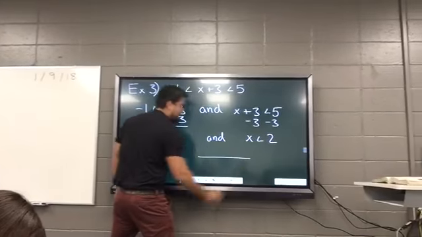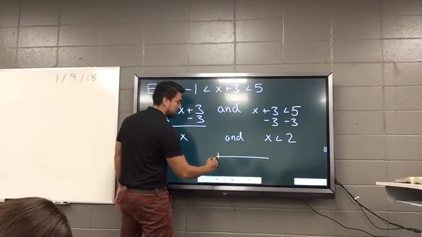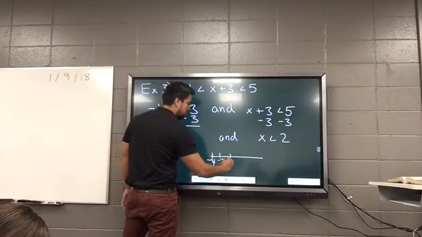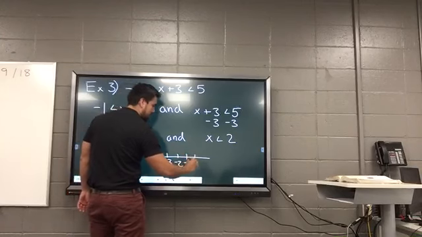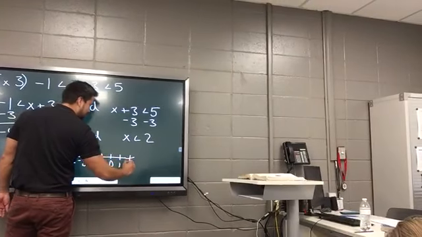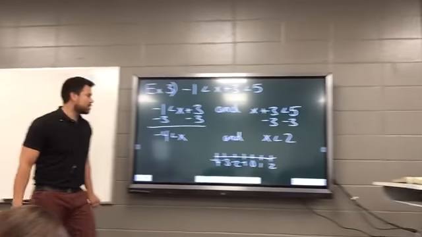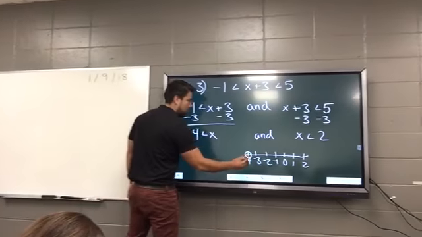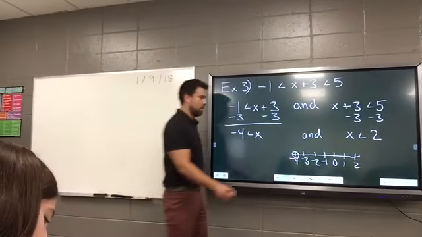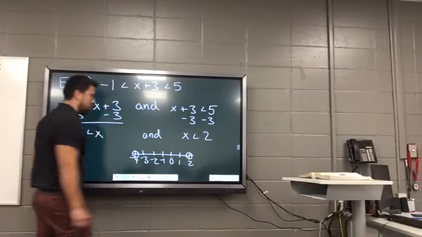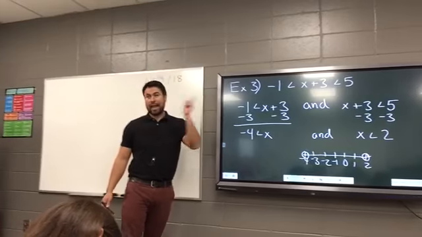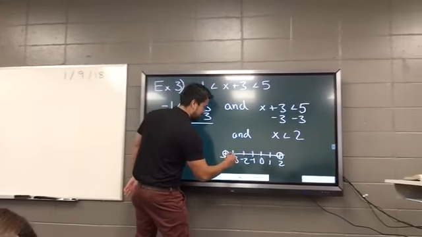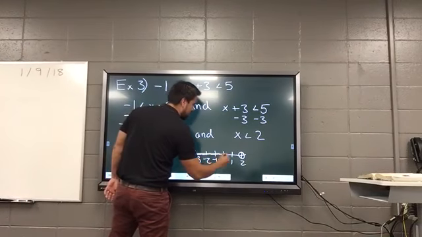All right, so here I'll start with the negative 4, the smallest number, and I want to go all the way to positive 2. So does this look similar to anything that we just did, maybe? Okay. What kind of circle goes on negative 4? Open. What kind of circle goes on positive 2? Open. How do I show all the numbers that are greater than negative 4 and at the same time less than 2? Yeah, shade in all this right here.